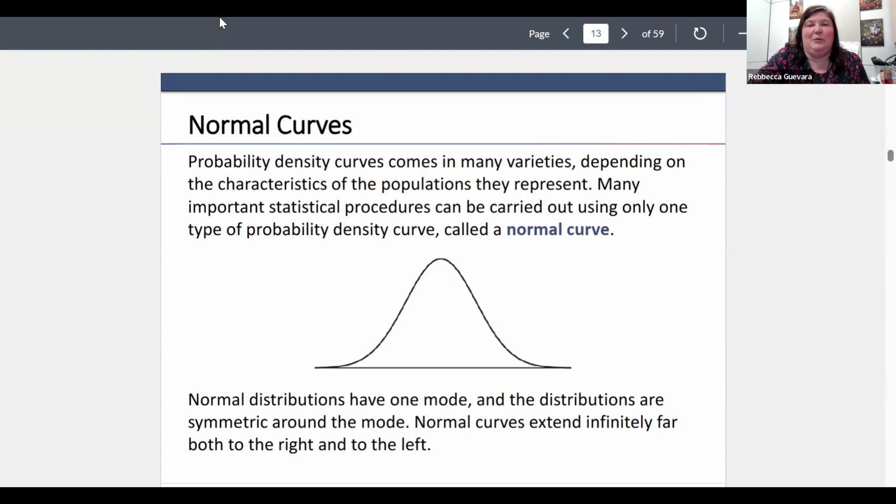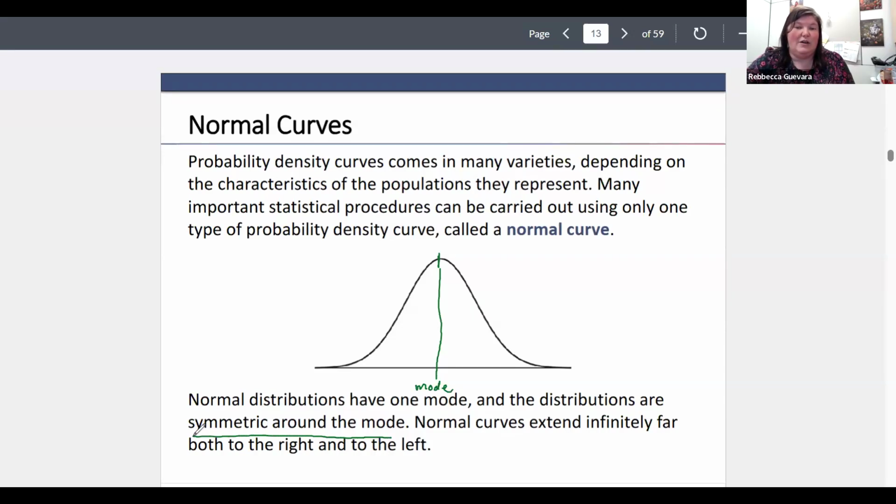So we've been talking about these bell-shaped curves all along. Many important statistical procedures can be carried out using only one type of probability distribution, which is called your normal curve. There are a lot of things that are natural that follow the normal curve. Normal distributions have one mode, and the distributions are symmetric around the mode. So right here is my mode, the middle of my whole distribution, right? So only one mode, and the distribution is symmetric around it.